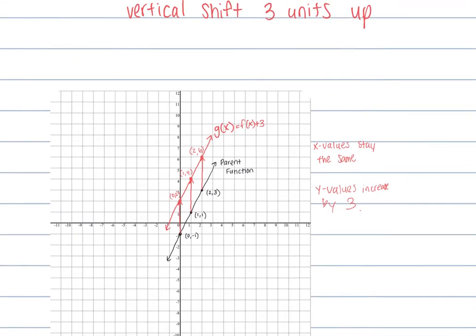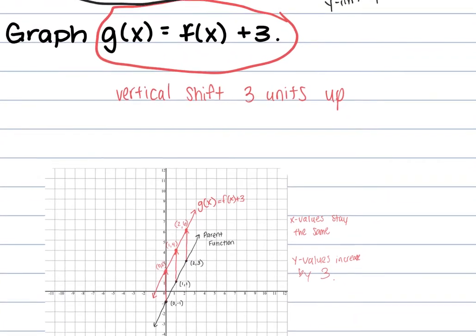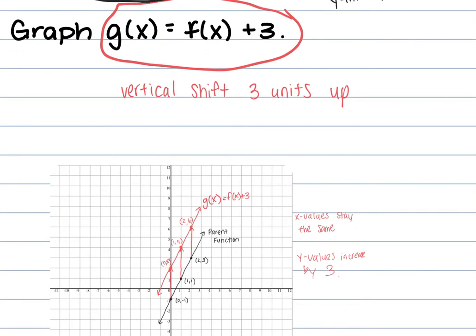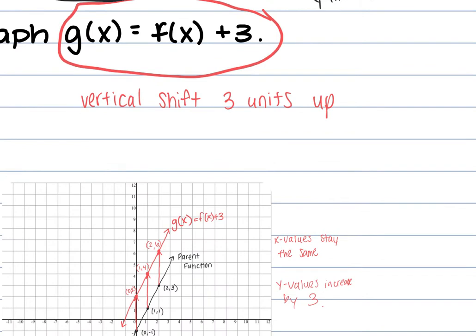Now, why do you think the x values stay the same, but the y values increase by 3? Joseph? Because they're only going up. Correct. Do you see how all of our arrows are straight up? So we're not changing the x value at all. We're just moving our graph up 3 units for each of those points, okay? We're going to do one more example, and this is going to be a horizontal shift. And then I want you guys to try 2 on your own, okay?